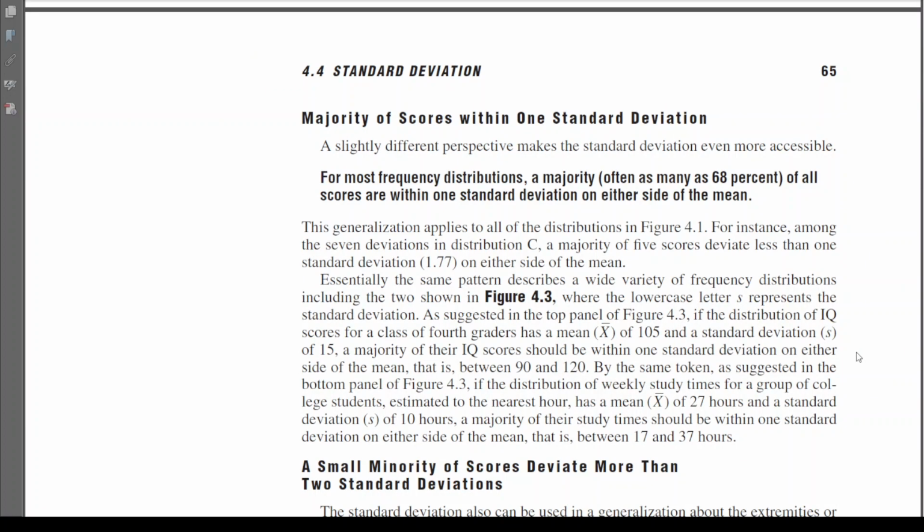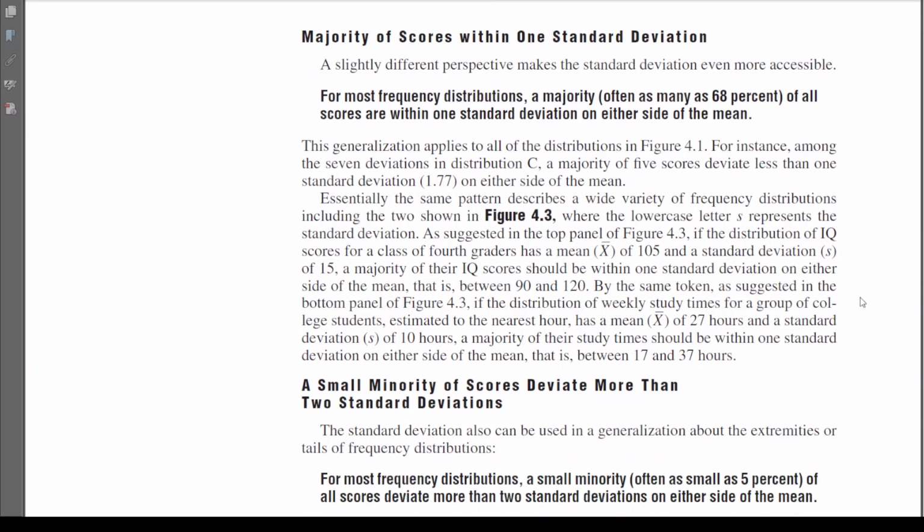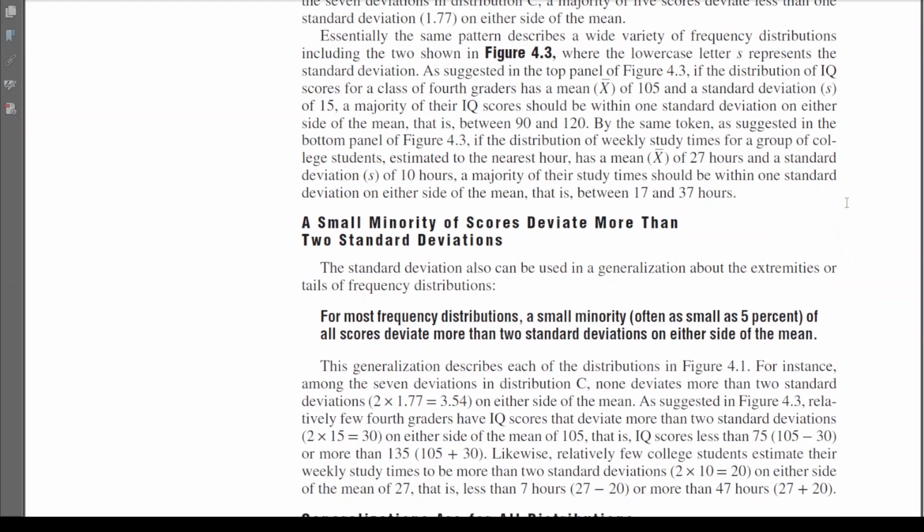What it goes on to say is that the majority of the scores are within one standard deviation. For most frequency distributions, a majority, often as many as 68% of all scores, are within one standard deviation on either side of the mean. This comes from the normal distribution, where 68% of all scores are within one standard deviation on either side of the mean. Essentially, the same pattern describes a wide variety of frequency distributions, including the two shown in figure 4.3.